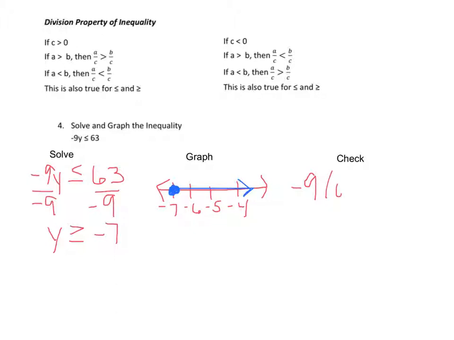-9 times 0 is less than or equal to 63. -9 times 0 is 0. 0 is less than or equal to 63, so yes, it checks. Now, if I did not flip the sign, it wouldn't have worked because it would have said 0 is greater than 63, and that's not true. So we would have thought we made a mistake. So it's very important to do your checks to make sure that you're flipping the sign.